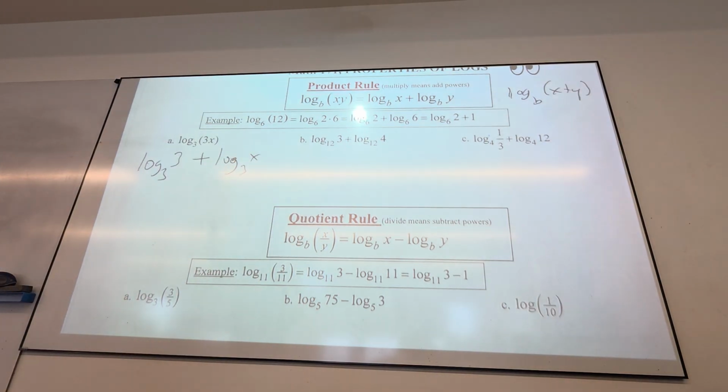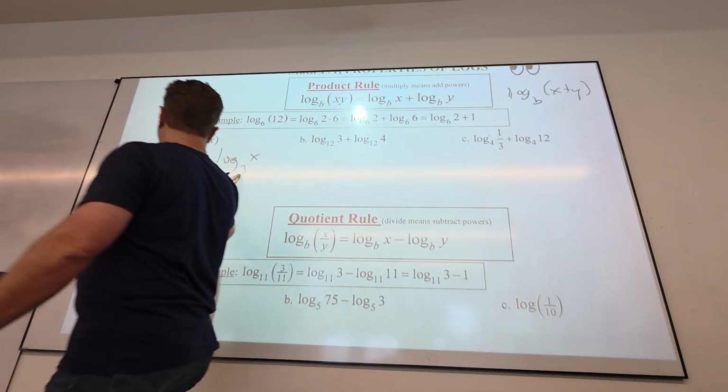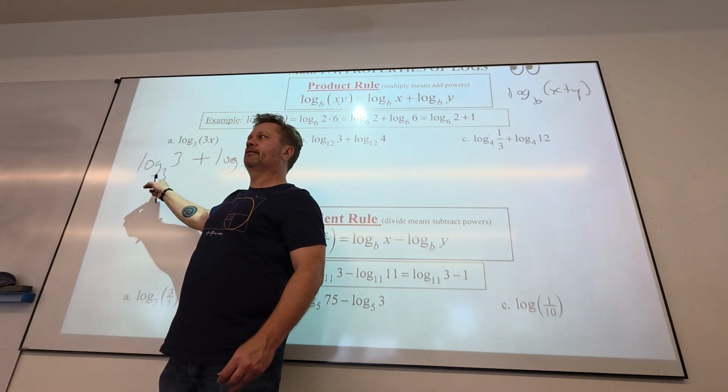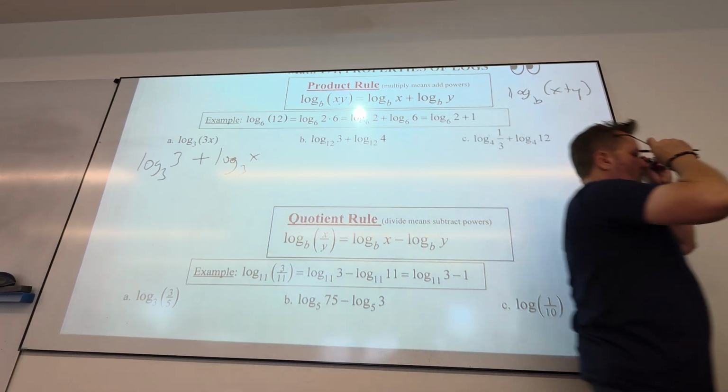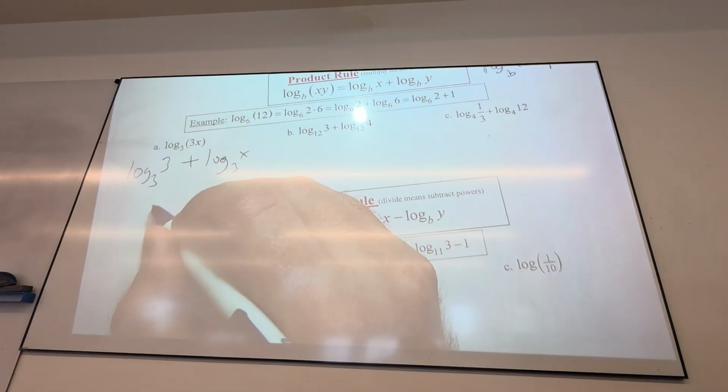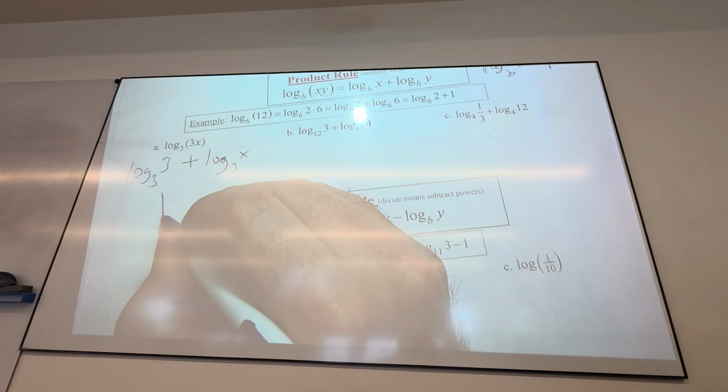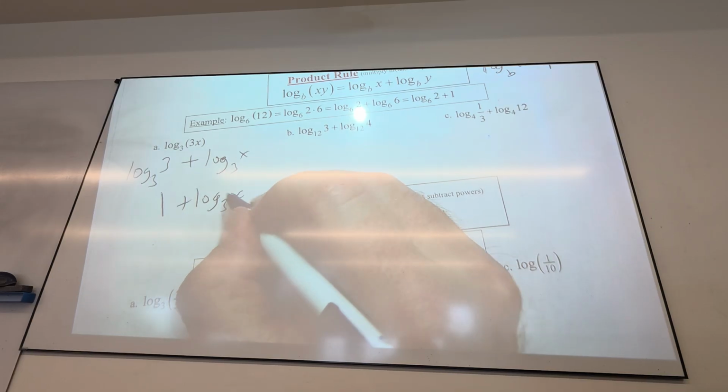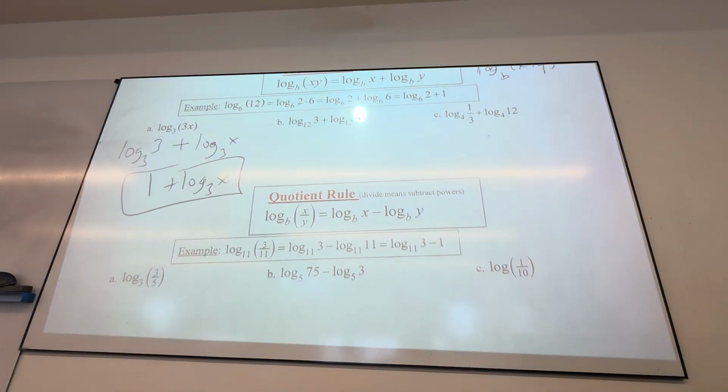Obviously, we can't do anything with this. But what's log base 3 of 3? 1. Yeah. So it's just like the square root we did earlier. We did the part we could, and we left the part we couldn't. That's as much as you can do.